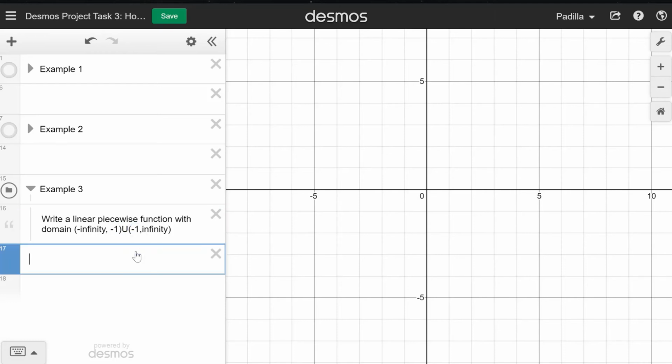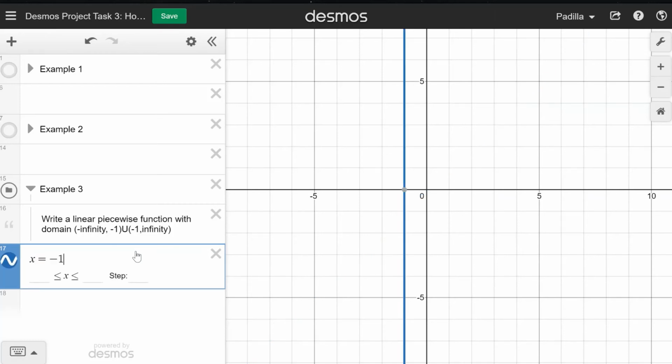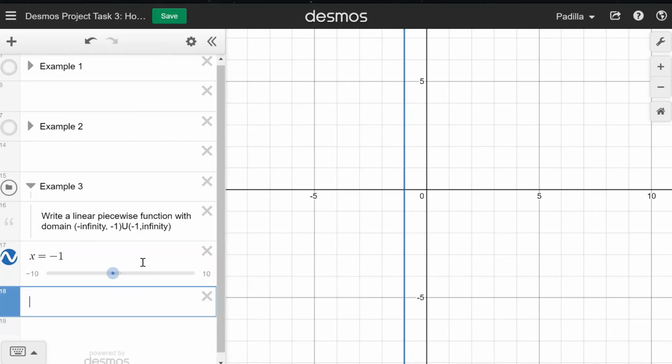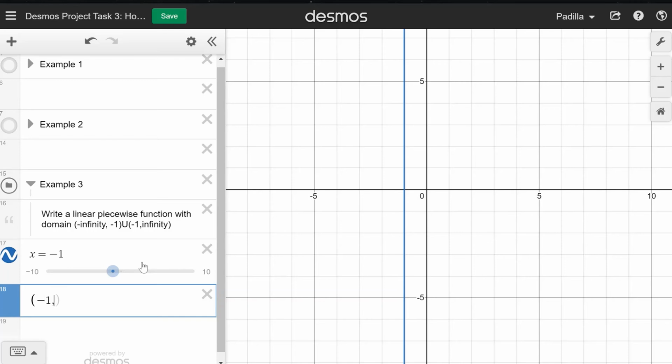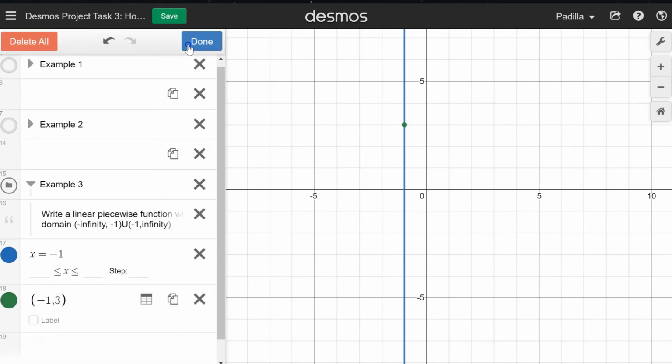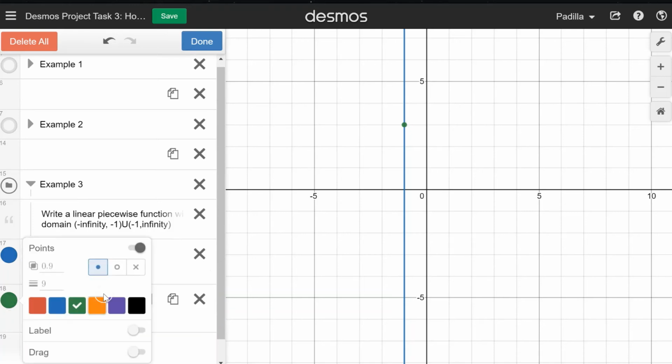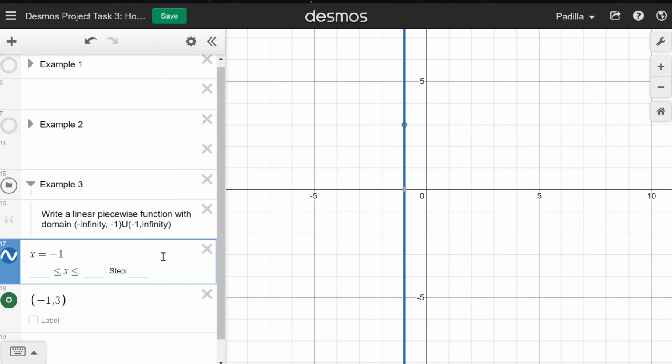So just to know exactly where I'm going to have the hole, I'm going to type in x equals -1. This way I can just choose a point here. That'll be where my hole is. I'll go ahead and pick something like -1 and 3. Okay, we can change that right away to an open point here. That way I know it's going to be the hole that we're looking for.